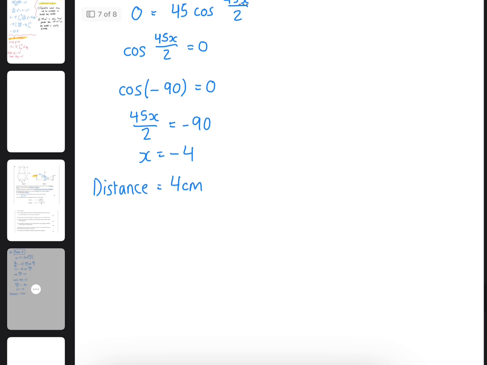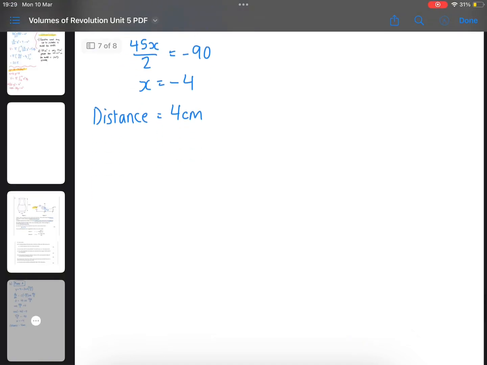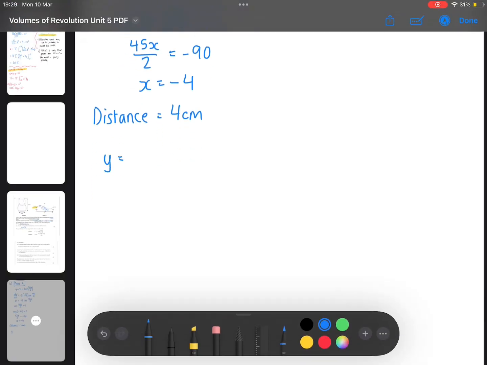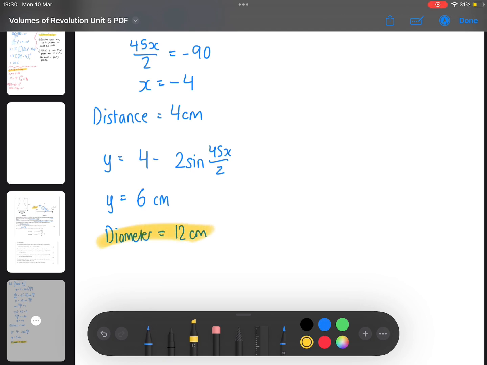And then we need to find the diameter at that point. So y equals 4 minus 2 sine 45x over 2. And substituting in, we get that y equals 6 when x equals 4. So that's y. And therefore the diameter, since that's only the radius, as we said previously, the diameter is going to be 12 centimeters at that point.